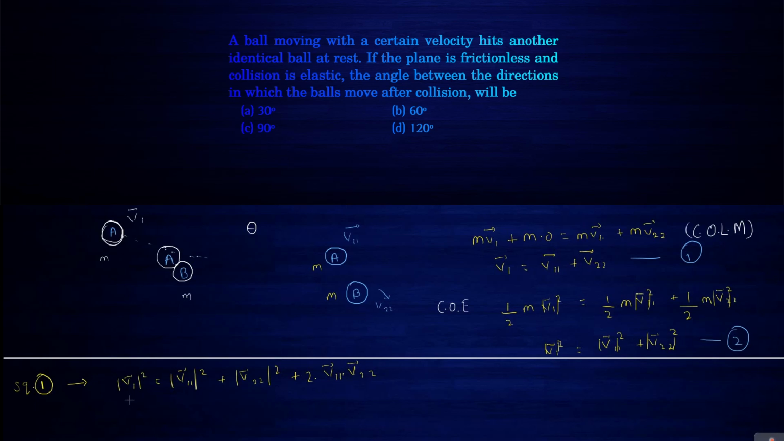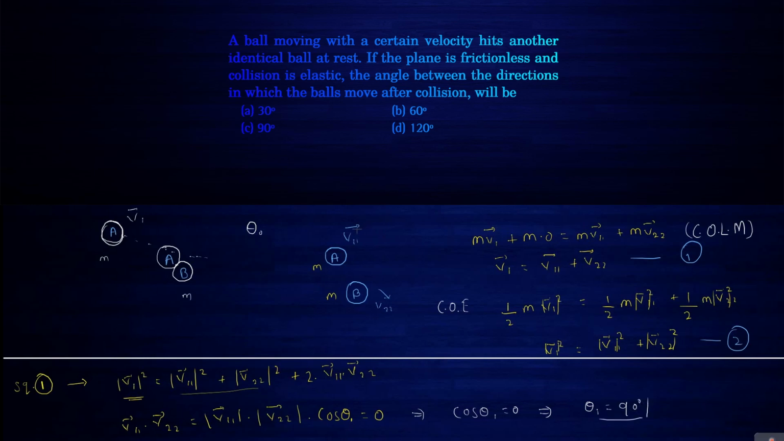But from equation 2 we have this quantity as equal to this quantity, so v11 bar dot v22 bar, which is equal to modulus of v11 into modulus of v22 into cos theta, is equal to 0. Cos theta 1, let's say it's cos theta 1, it is after impact, and cos theta 0 is before impact. This implies cos theta 1 equals 0, which implies theta 1 equals 90 degrees.